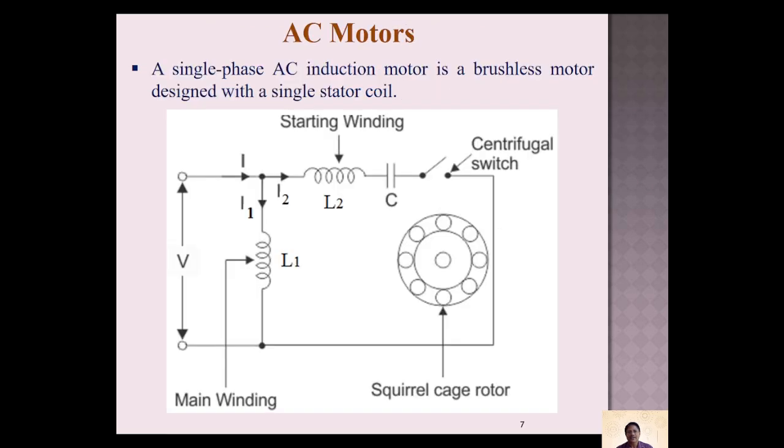Now the AC motor, alternating current motor. We are seeing the single phase AC induction motor, which is a brushless motor designed with a single stator coil. If you see the figure, the starting winding is there, then the main winding is there, that is L1, L2, then a switch to turn on and off, a capacitor, and a squirrel cage rotor. The voltage is applied parallel to this. By supplying the electricity, it will rotate.